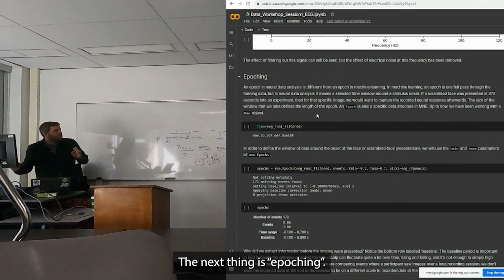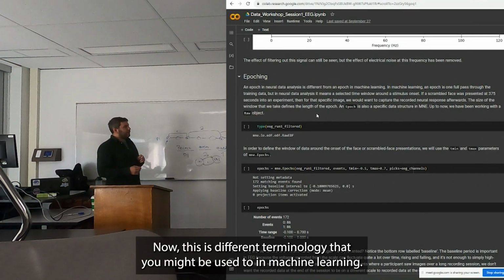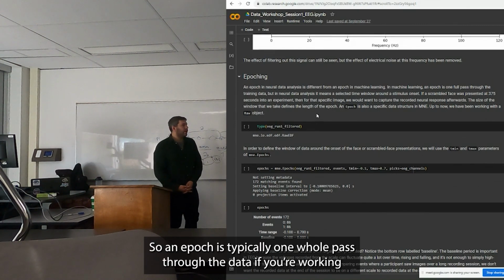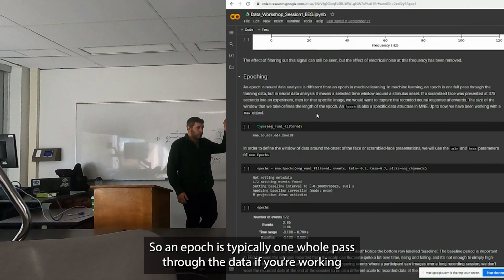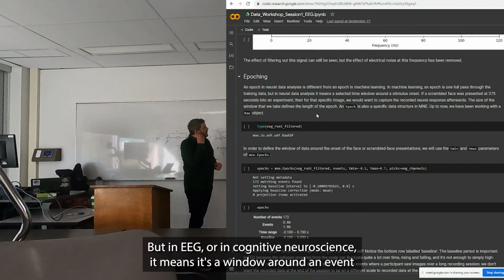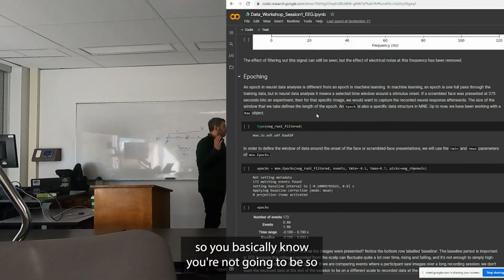The next thing is epoching. Now this is different terminology than what you might be used to in machine learning or deep learning. An epoch there is typically one whole pass through the data if you're working with mini batches, but in EEG, an epoch is a window around an event.